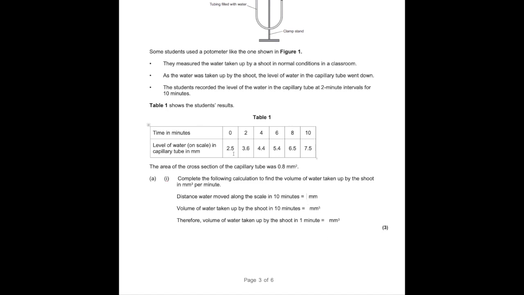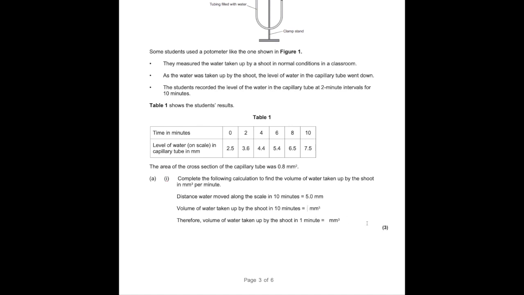So it didn't start at 0, so this is really important. Our scale did not start at 0, much like our own didn't. So we need to find the difference between the start position and the end position. Now if you remember when we looked at it earlier, we do the end position, subtract the start position, which would give us 5 millimetres.